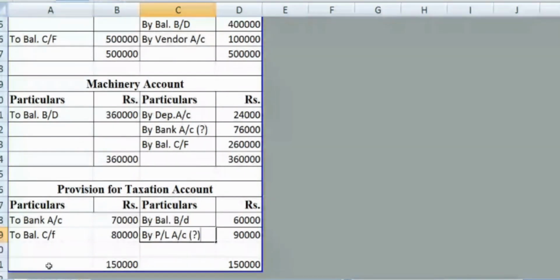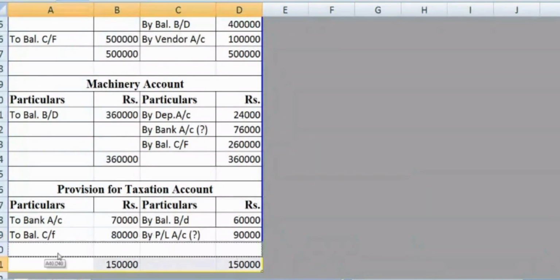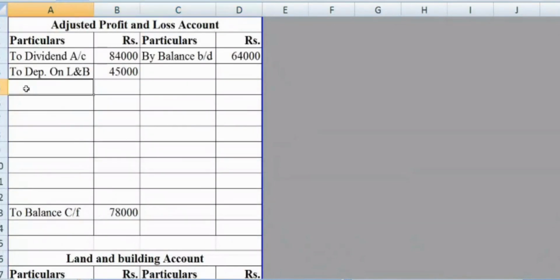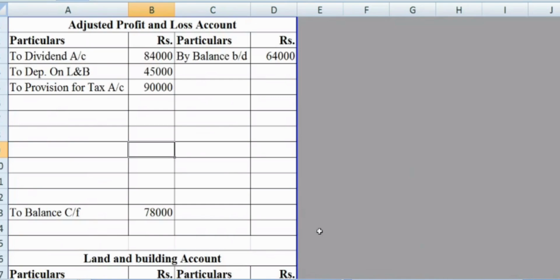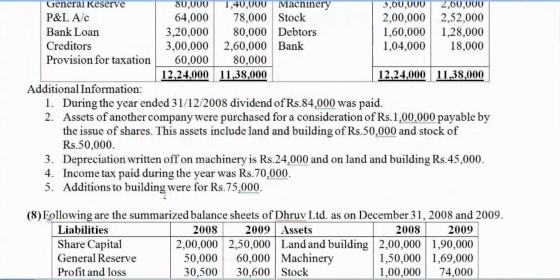And on the profit and loss account debit side, the other entry. On the profit and loss account debit side, what do we write here? To provision for tax account. The amount is 90,000. Correct? Then addition to building is already completed. There are no points remaining.